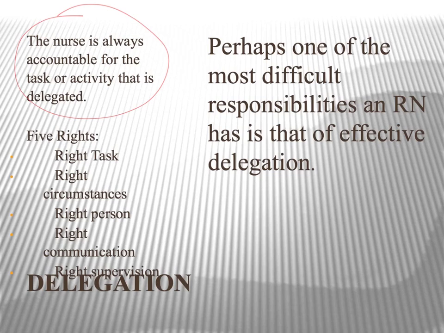So there are 5 rights of delegation. Again, this is a big thing with safe nursing care. I do know that NCLEX likes to ask questions about safe delegation. So the 5 rights are: the right task. That means the task is within that unlicensed professional's scope of practice and competence.